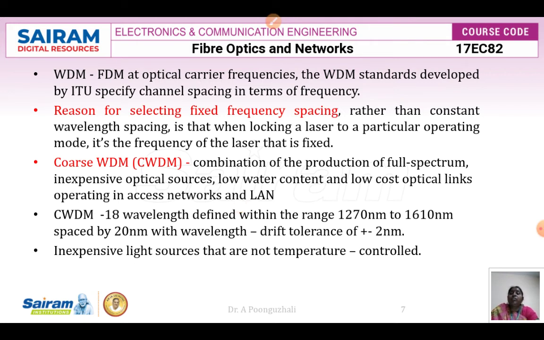When I use coarse WDM, a maximum of 18 wavelengths can be defined within the range from 1270 nanometers to 1610 nanometers. Each wavelength is spaced by 20 nanometers, and the drift tolerance can be plus or minus 2 nanometers. So in coarse wavelength division multiplexing, we use inexpensive light sources, and these inexpensive light sources are not temperature controlled.